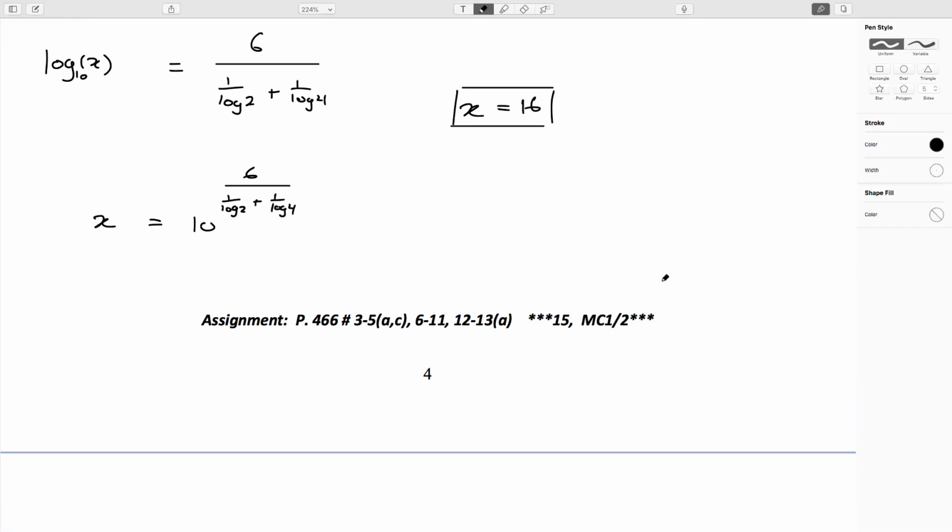So I've got some questions for you to try. Page 466 in your workbook, that's 7.7. 3 to 5, 6 to 11, 12 to 13. If you want to, try 15 and the multiple choice questions, but those are not mandatory. They're just extra problems for you.